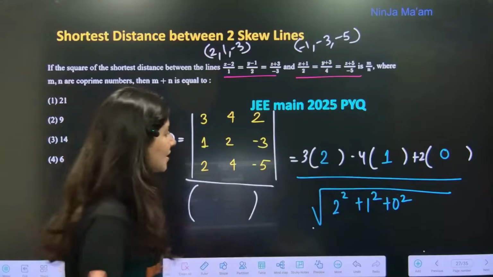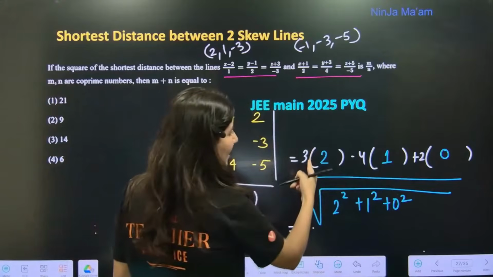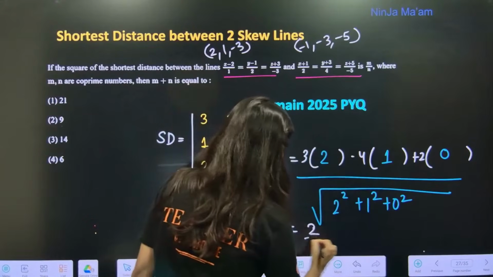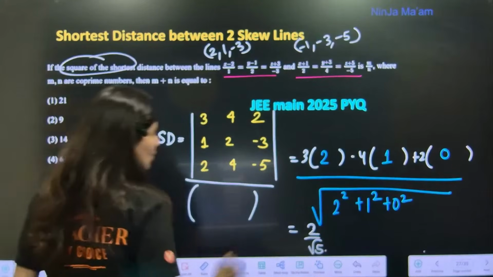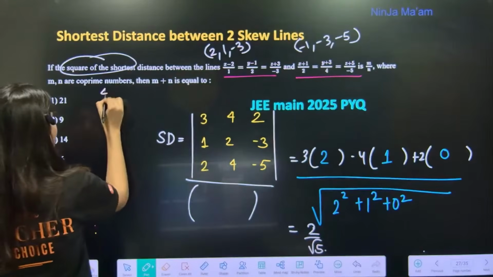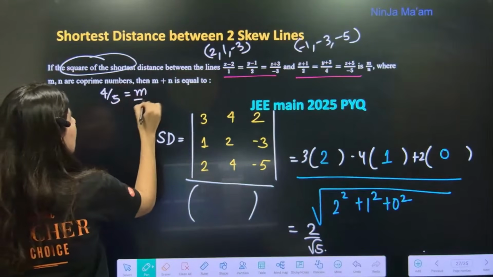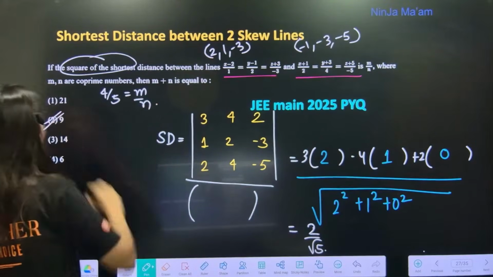Ninja ma'am has done this much easier. So, 6 minus 4 is 2 by root 5. Now, what they are looking for is the square. So, the square will be what? 4 by 5 will be m by n. M plus n will be option B.